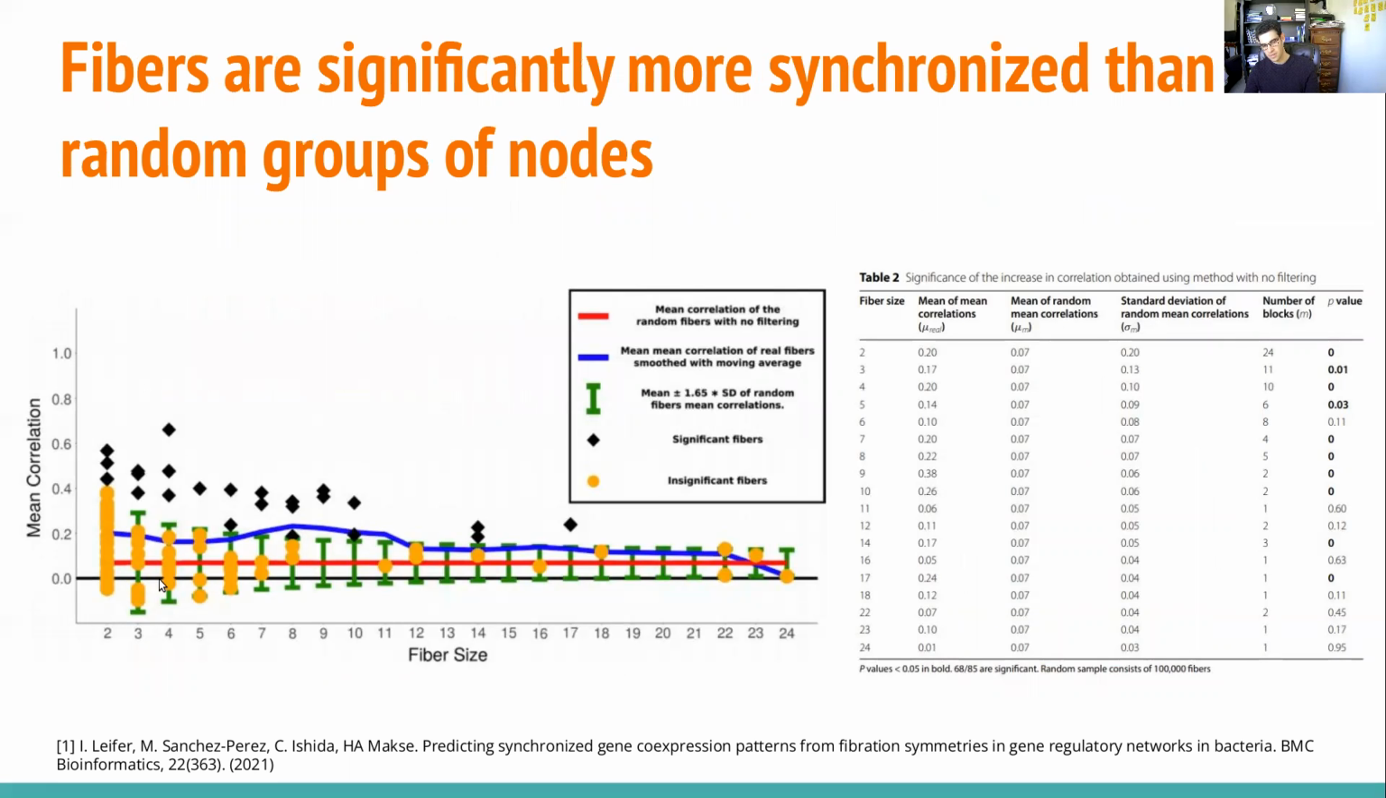So that's exactly what we did. We looked at the average correlation for different building blocks, or for different fibers, depending on the size of the fiber. Red shows the average correlation of random sets of nodes of the same size, and blue shows the correlation of fibers. The fibers are clearly expressed higher, and by doing hypothesis testing, we saw that 70 out of 85 are significant. So most of the fibers are significant here.